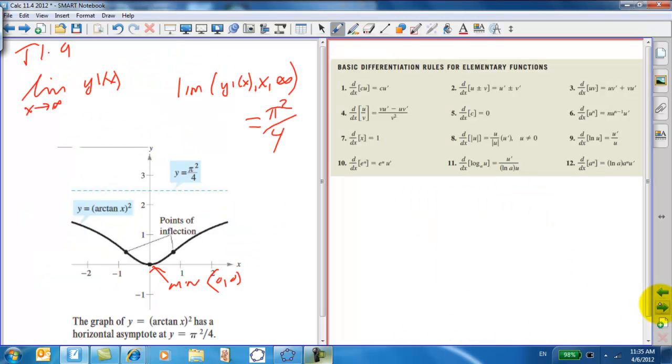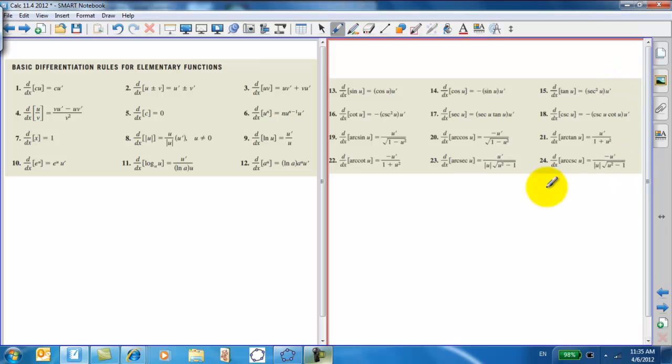There we go. And here are your differentiation rules for all the functions we've looked at this year. Those are the ones we talked about last chapter, and now we've added all these trig ones from this chapter. It's definitely something you want to have on your formula sheet if you're doing the derivative sections.